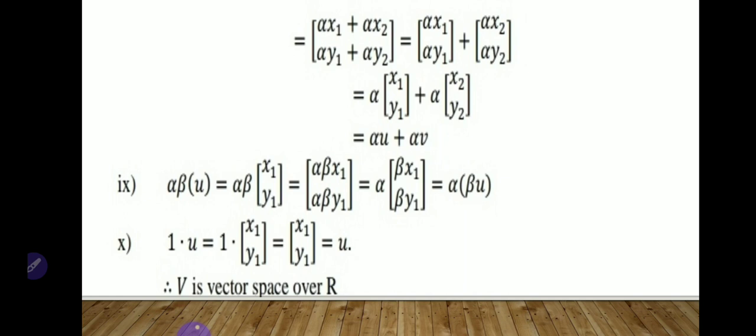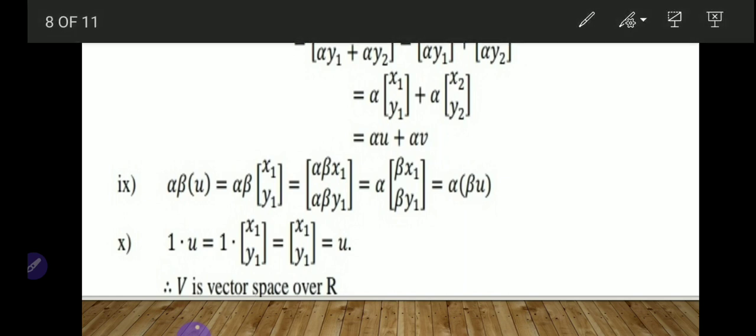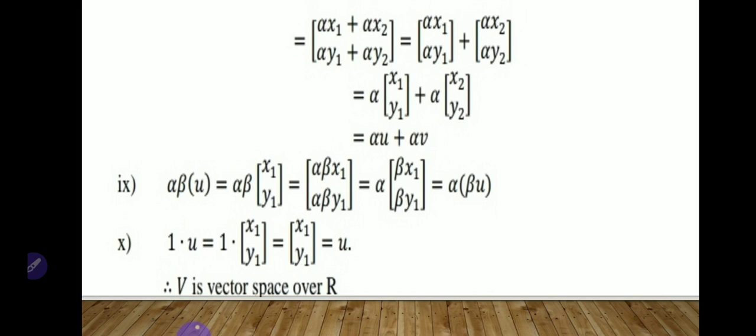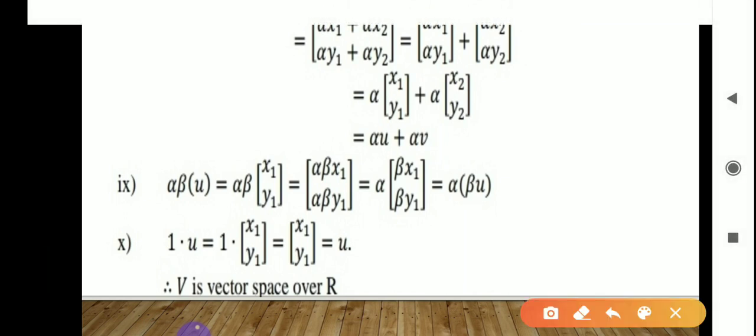If we separate this to addition, that is in first column matrix we write [alpha x1, alpha y1] plus [alpha x2, alpha y2], and this alpha is scalar, we can take outside the matrices. So if we take alpha outside, alpha into [x1 y1] plus alpha into [x2 y2], that is equal to alpha u plus alpha v.